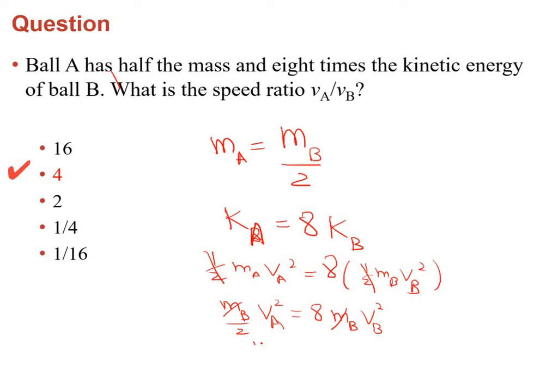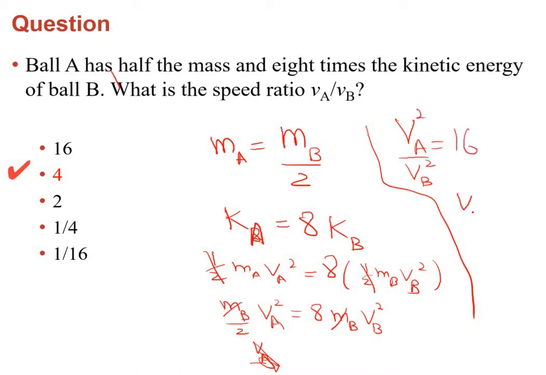So we want VA divided by VB. I'm running out of space, let's do it over. VA squared divided by VB squared is going to be 16. If you take the square root of that, VA divided by VB is going to be 4. Okay, so this is why this is the answer.